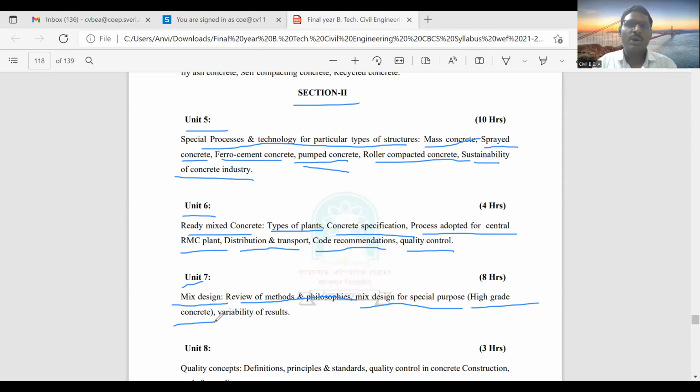But for grades above 25, we have to do mix design for M30, M35, 40, 50, 60 and so on. For high grade concrete we have to do the mix design using the IS code. There are two methods, the IS method and one more method, which we will see in detail in this chapter. And variability of results. So how to do mix design, we will learn in this unit.